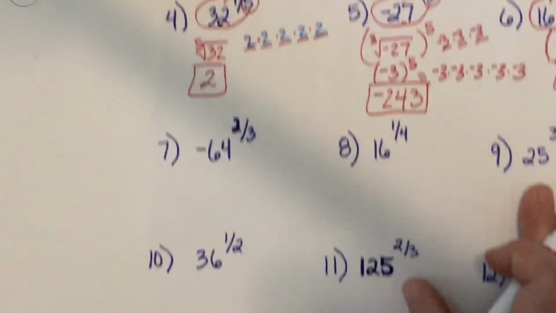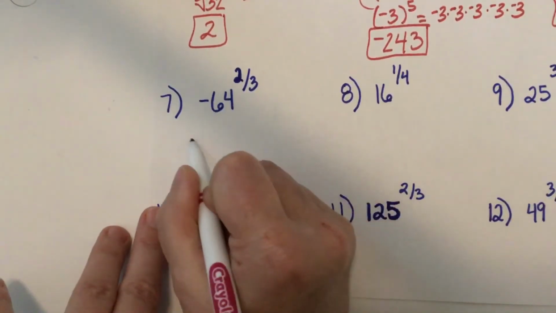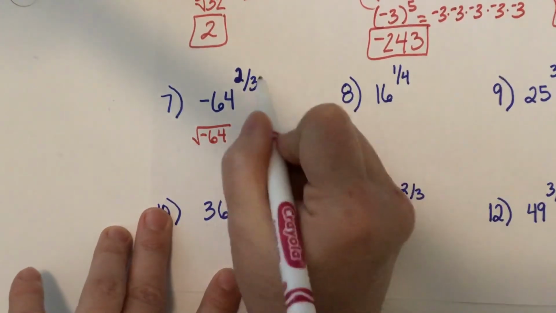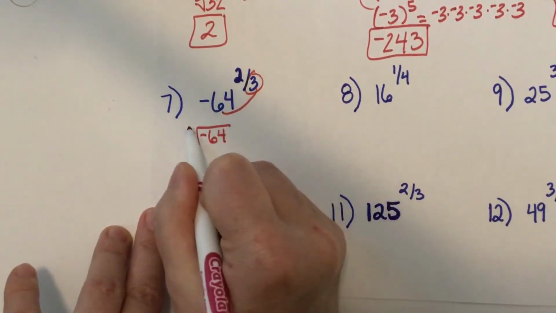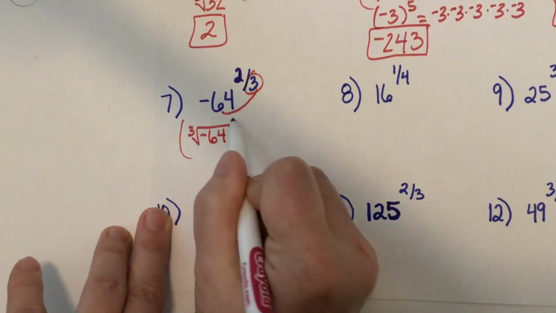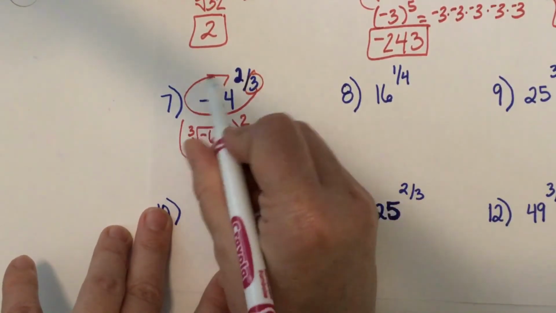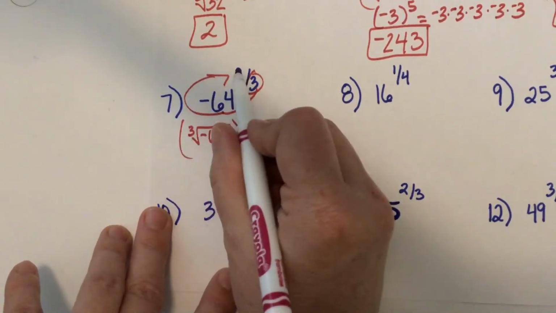All right, let's look at number 7. So I'm taking the cubed root of negative 64, and I'm raising it to the 2nd power. Remember, around the world. This is the root, this is the power.